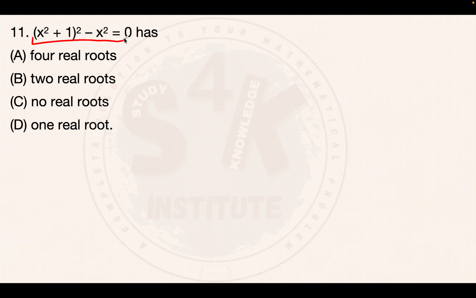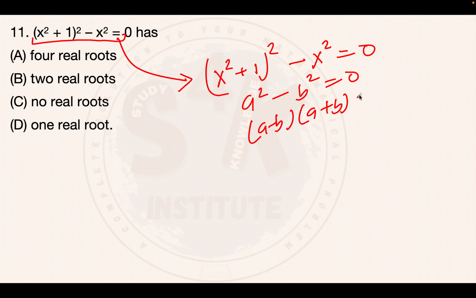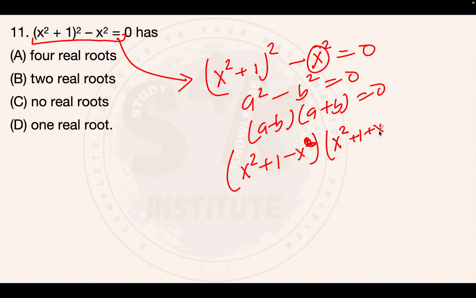So let's solve this. We have this, right? x square plus 1 whole square minus x square. So it has been given in a format that you can think of as a square minus b square form, right? So you can expand that using a square minus b square, that is a minus b and a plus b form. So then, if you do that way, x square plus 1 minus x, sorry, this is written x square, but inside it will be x, right? And the other one will be x square plus 1 plus x is equal to 0.